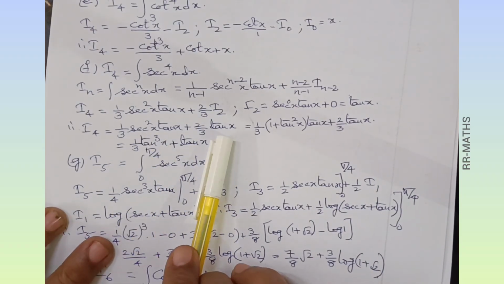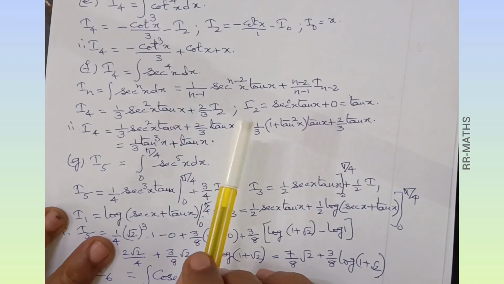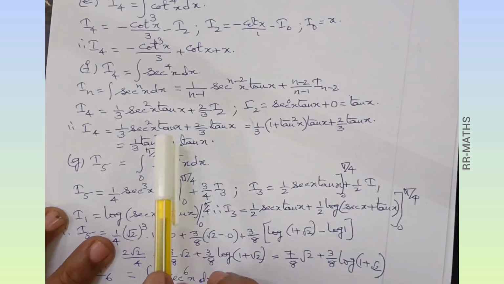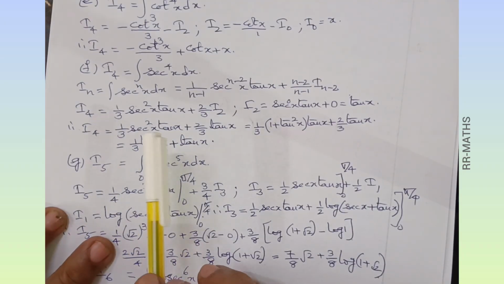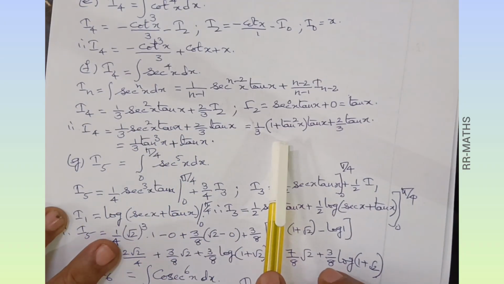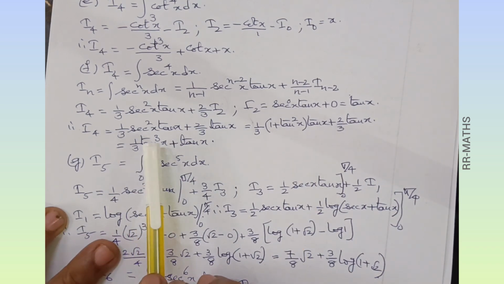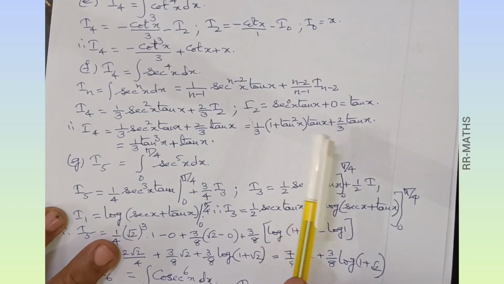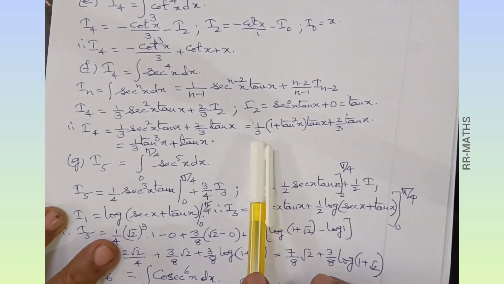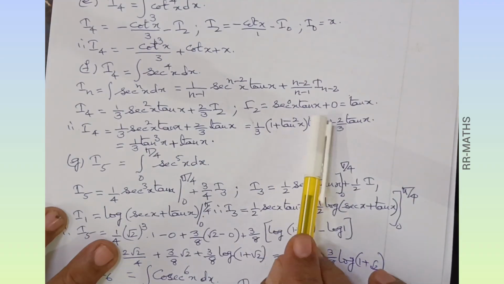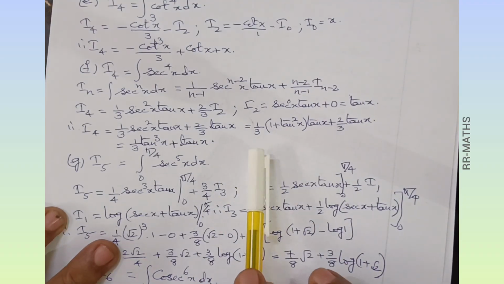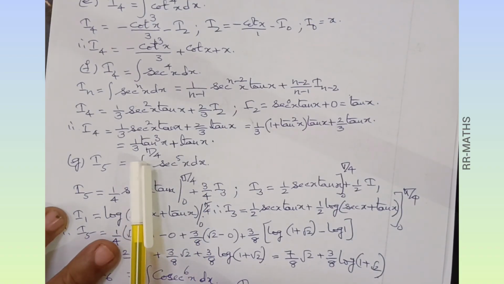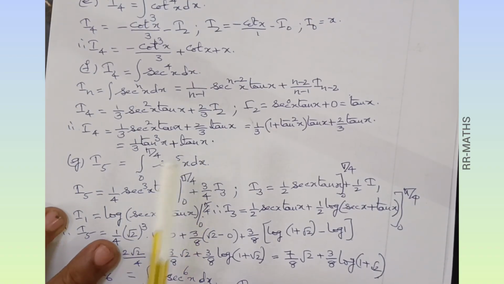You can leave your answer in this stage if it is just 2 marks or something. But if it is 3 marks or 5 marks, or if they say prove that, you have to convert it completely in terms of tan. So this secant square x I have replaced as 1 plus tan square x. So you get 1 by 3 into 1 plus tan square x tan x plus 2 by 3 tan x. Here you have 2 tan x terms, so you can club that. So that gives you 1 by 3 tan cube x plus 1 by 3 plus 2 by 3 is 3 by 3, which is 1, into tan x. So your answer is 1 by 3 tan cube x plus tan x.